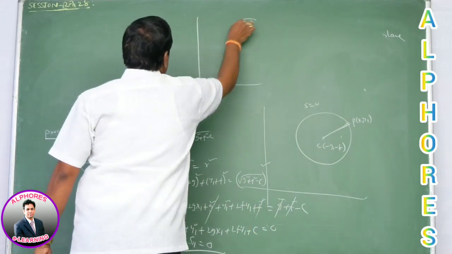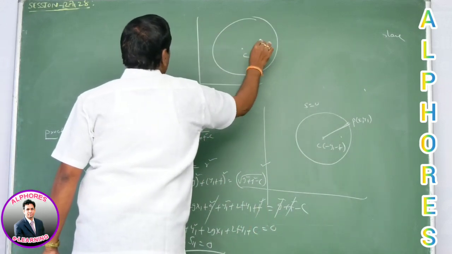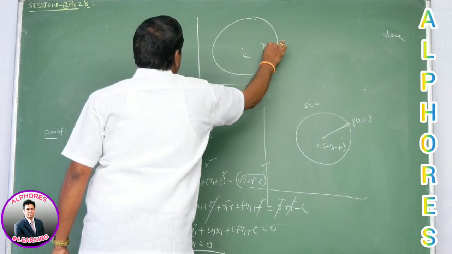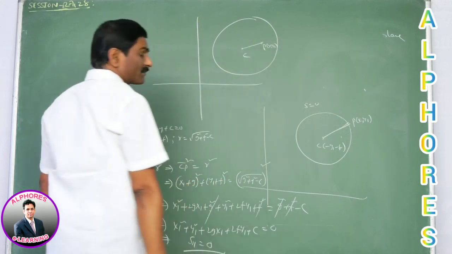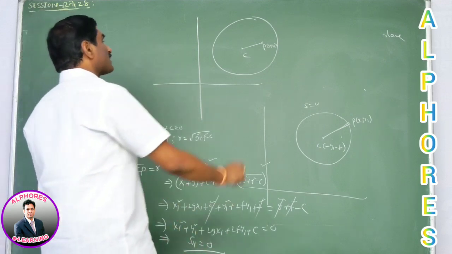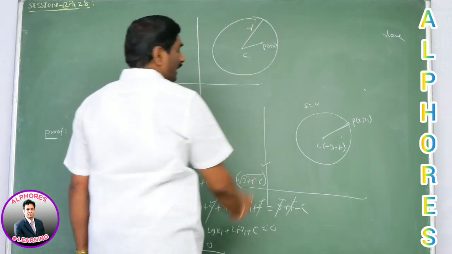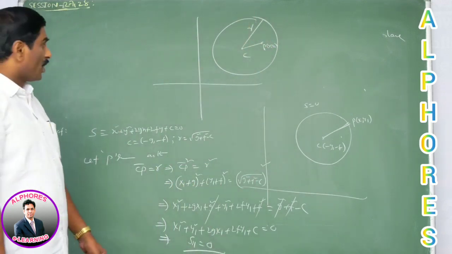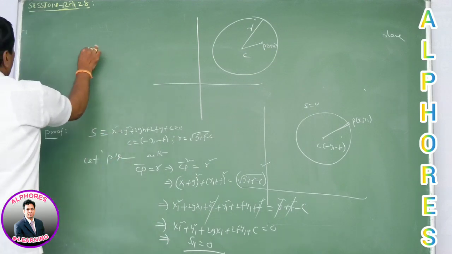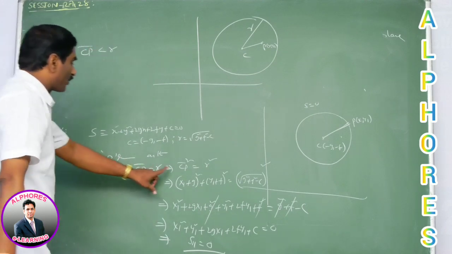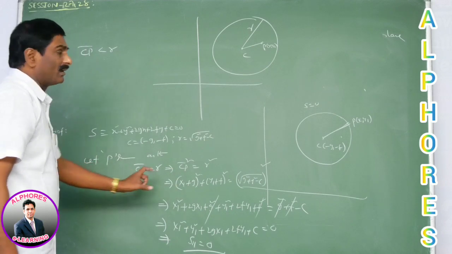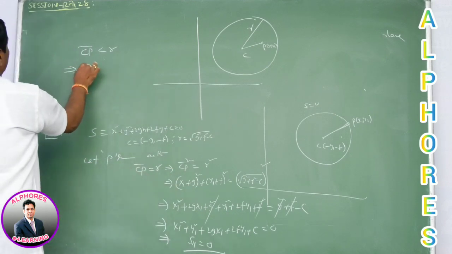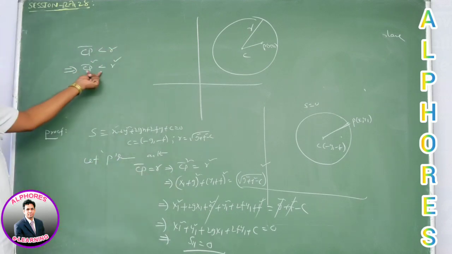Suppose the point P(x1, y1) lies inside of the circle. CP is the distance from C to P. CP is always less than the radius of the circle, since P lies inside of the circle. So CP is less than R. In the previous case, CP was equal to R, but in this case CP is less than R. That means CP square is less than R square.